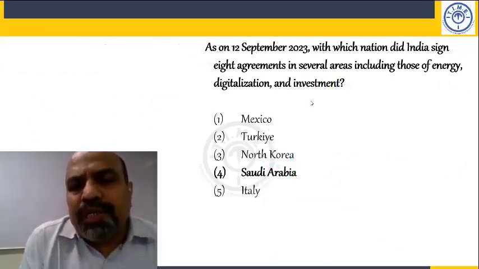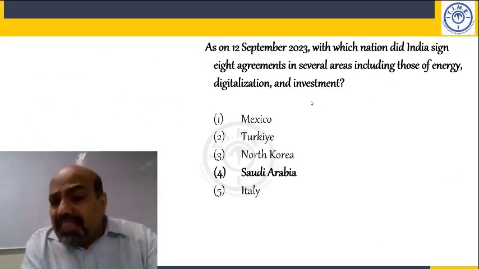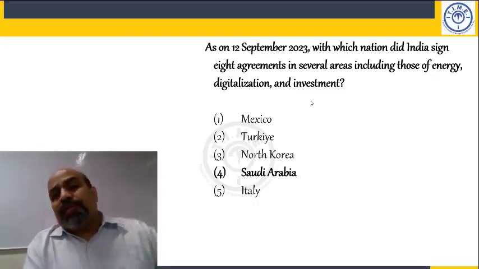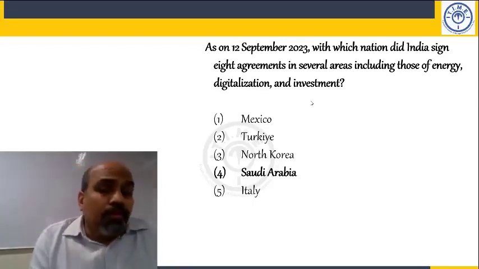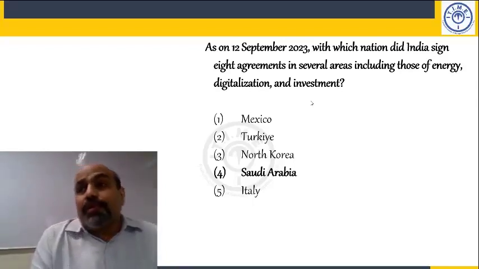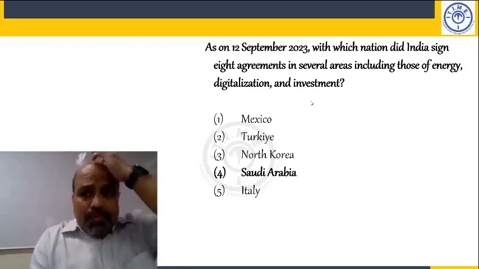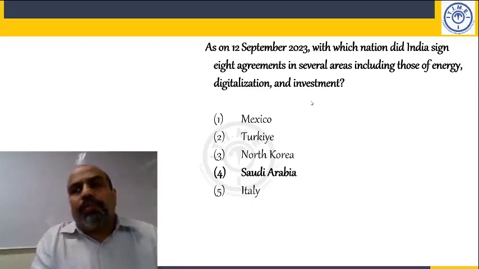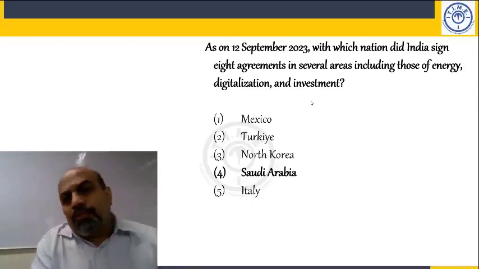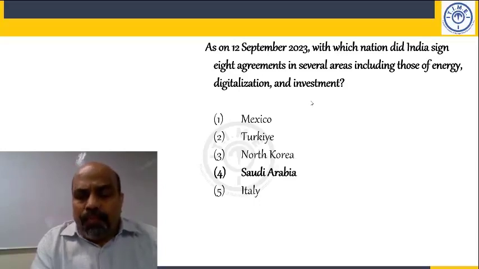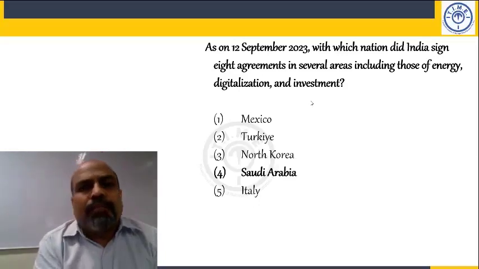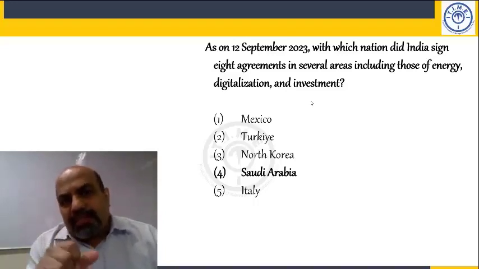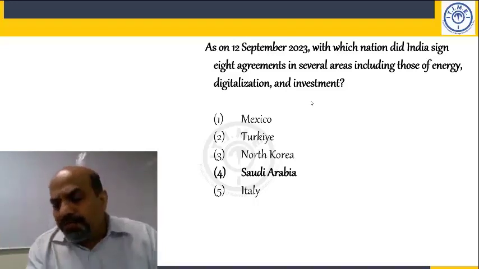As on 12th September 2023, with which nation did India sign 8 agreements in several areas, including those of energy, digitalization, and investment? Well, Saudi Arabia. We are deepening our relationship with Saudi Arabia, which is good for both countries. Also, especially good for Indians who work in Saudi Arabia. The Saudi Arabian leader was here in India. He is both the Crown Prince and Prime Minister. So you could write his name, Muhammad bin Salman, S-A-L-M-A-N. Salman is his father's name. So Muhammad bin means Muhammad, son of Salman.